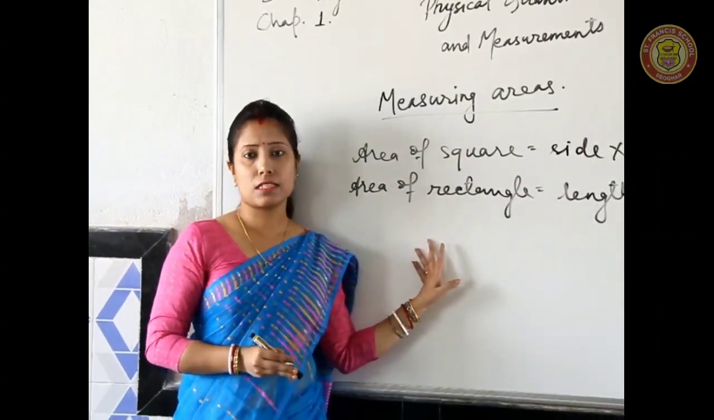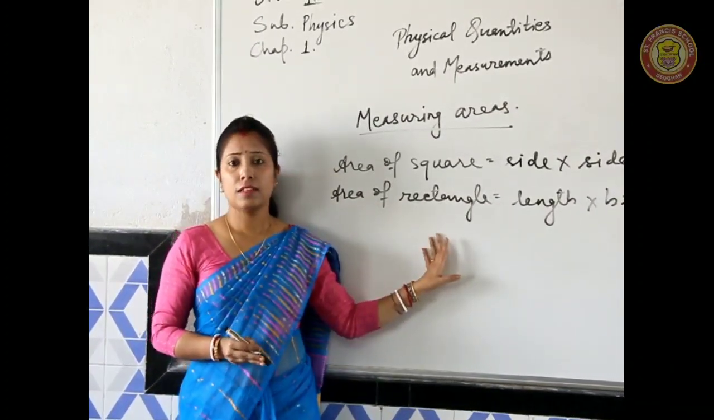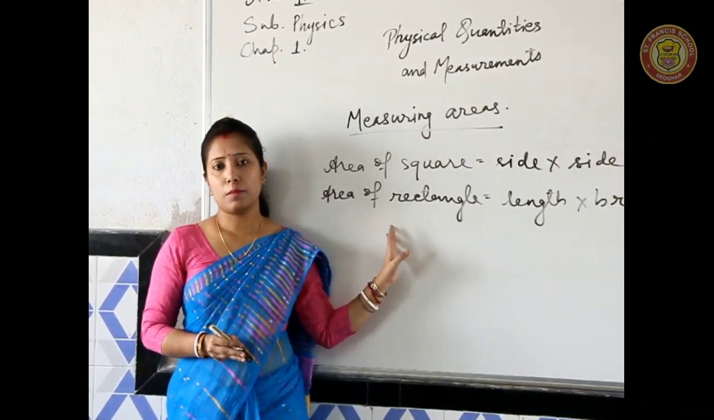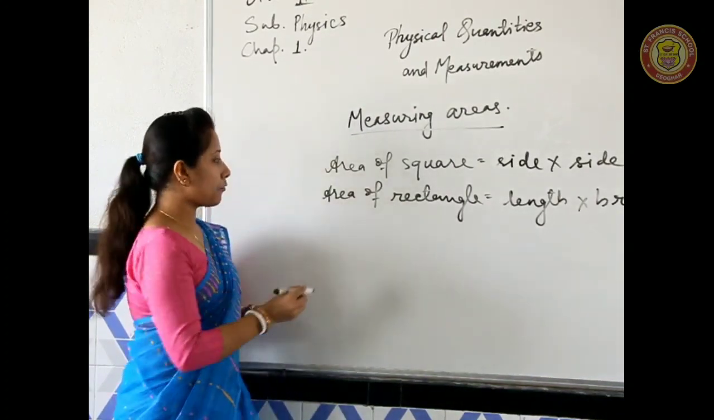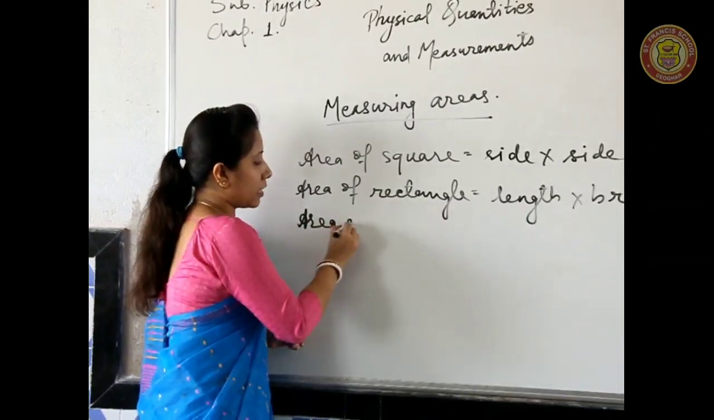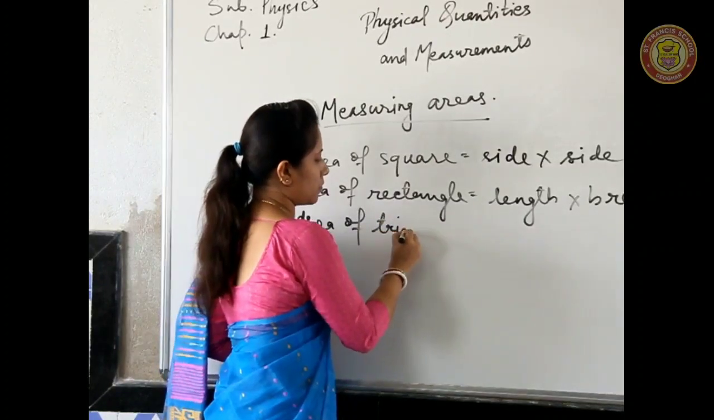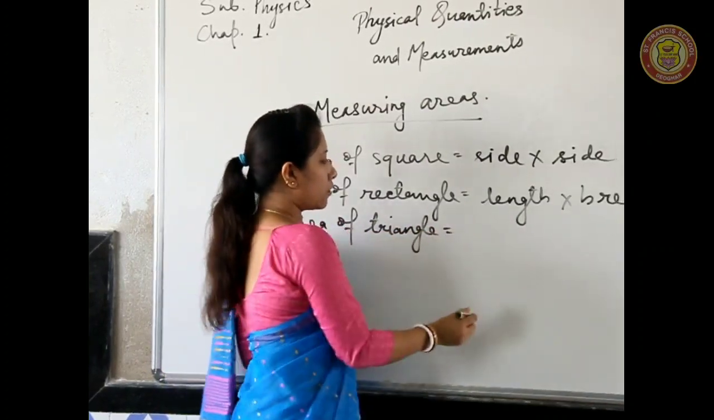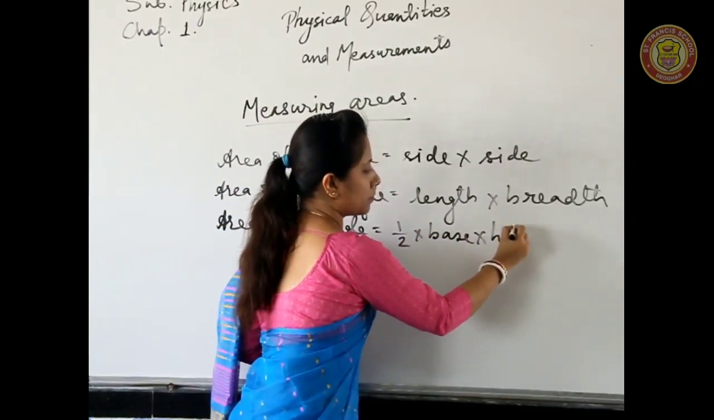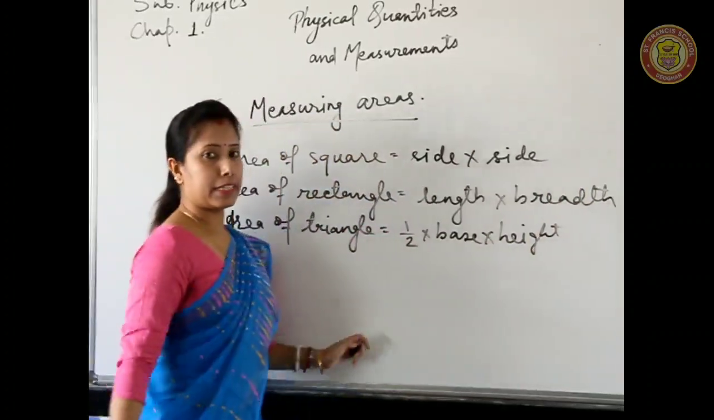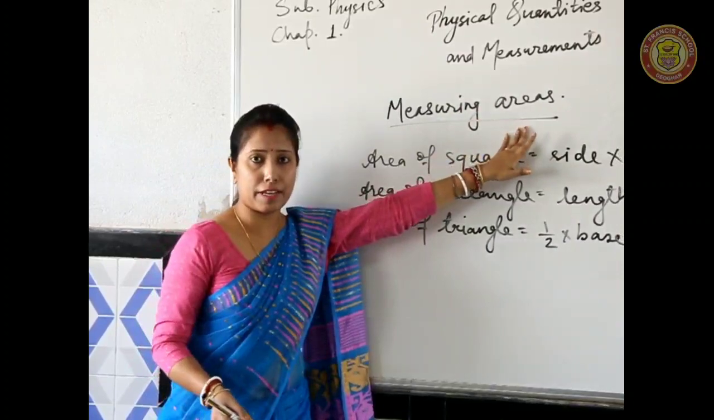The third plane figure that we know is a triangle. A triangle consists of three sides, and in every triangle there is a base and a particular height of that triangle. So how do we find the area of triangle? Area of triangle equals half into base into height. So this is the first part of the chapter, that is measuring areas.